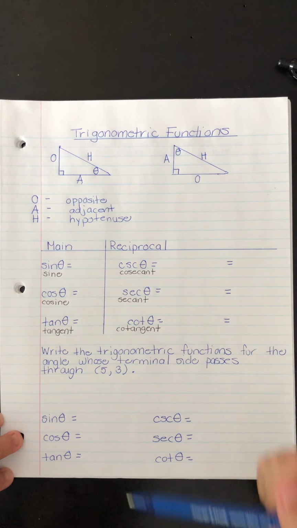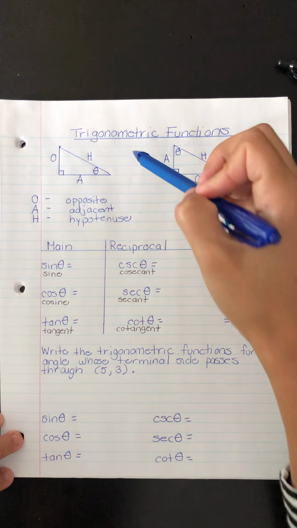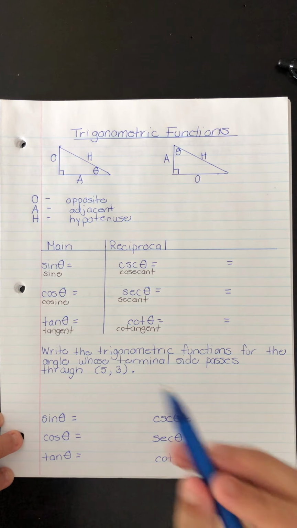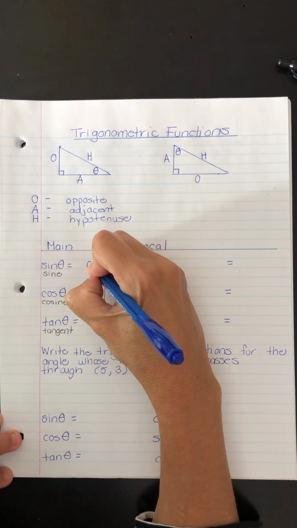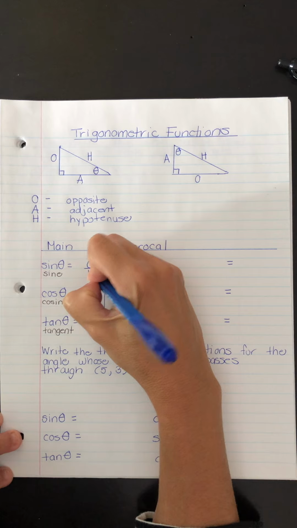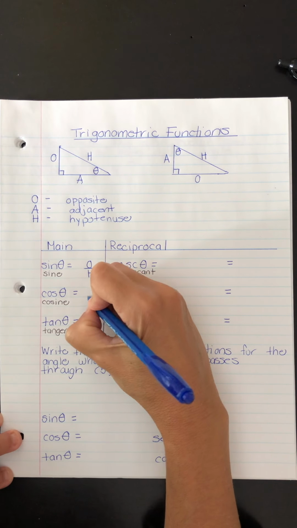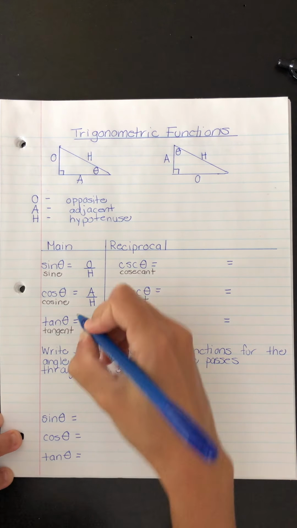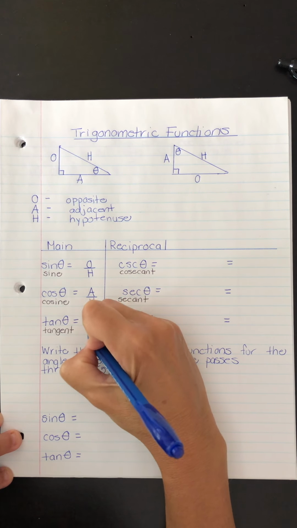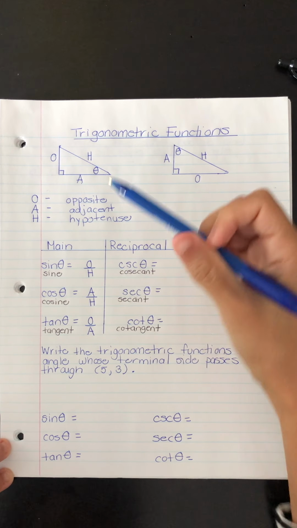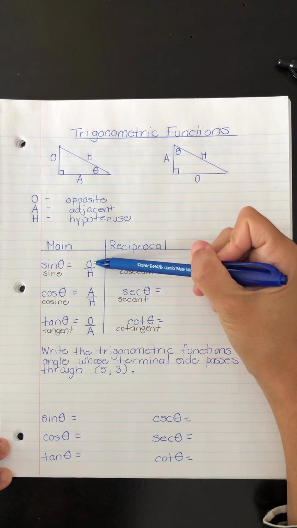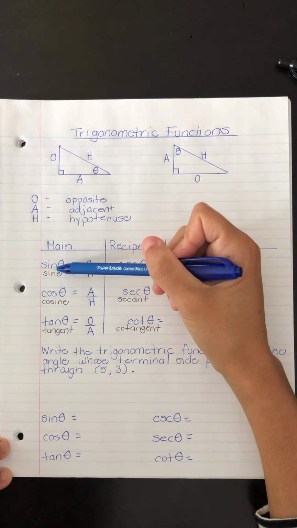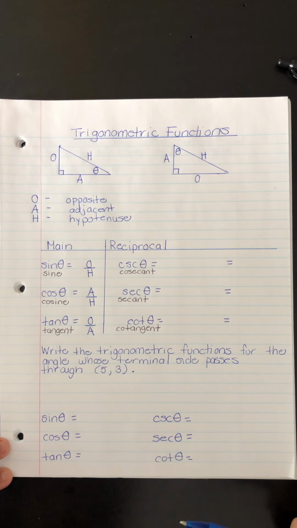Now, each one of these functions is simply a ratio of 2 of the side lengths in the triangle. So sine is opposite over hypotenuse, while cosine is adjacent over hypotenuse, and tangent is opposite over adjacent. So if you take the opposite side length and you divide it by the hypotenuse, you have then figured out the sine of the angle, and so on.